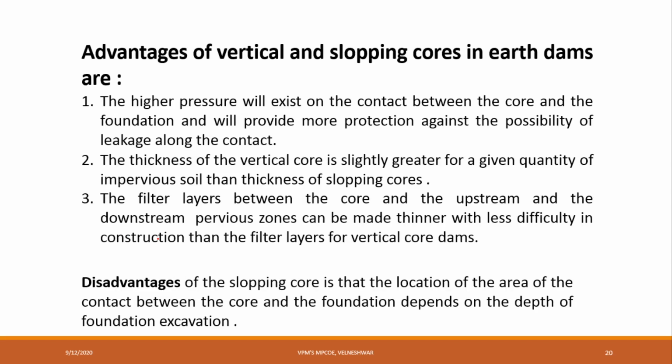Next, the filter layers between core and upstream and downstream pervious zones can be made thinner with less difficulty in construction. Filter layers with vertical core dams. Generally, in these vertical core dams, at the upstream and downstream faces, the thickness will be somehow less, because we already have some thickness of material exactly at the center. With that, we can decrease our thickness.